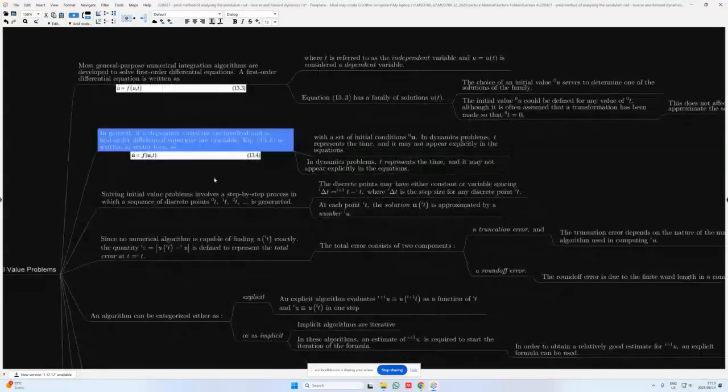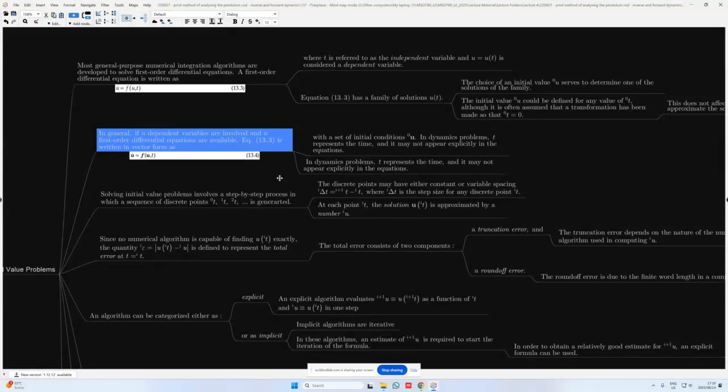So solving initial value problems involves a step-by-step process in which a sequence of discrete points t0, t1 up to tn, where n is the number of time steps that you have, is generated. The discrete points may have either constant or variable spacing. So delta ti is simply equal to the i plus 1 time step minus the previous time step, where delta ti is then the step size for any discrete point ti.